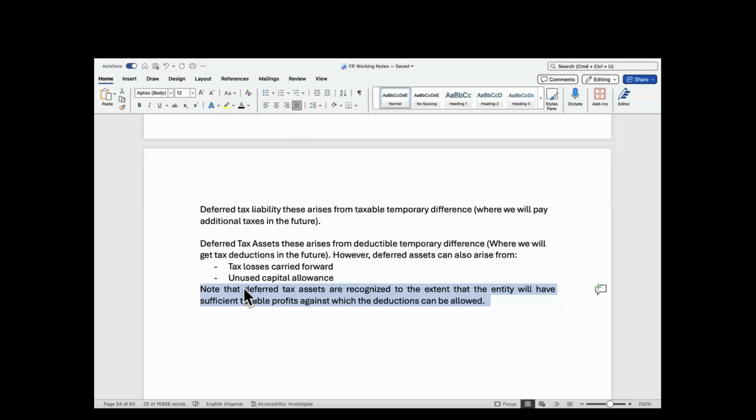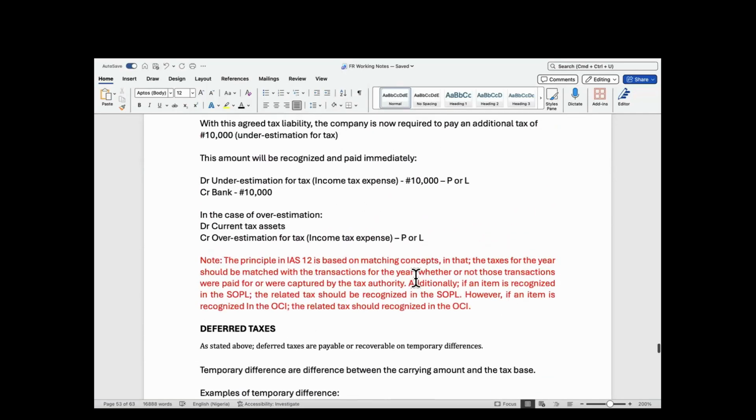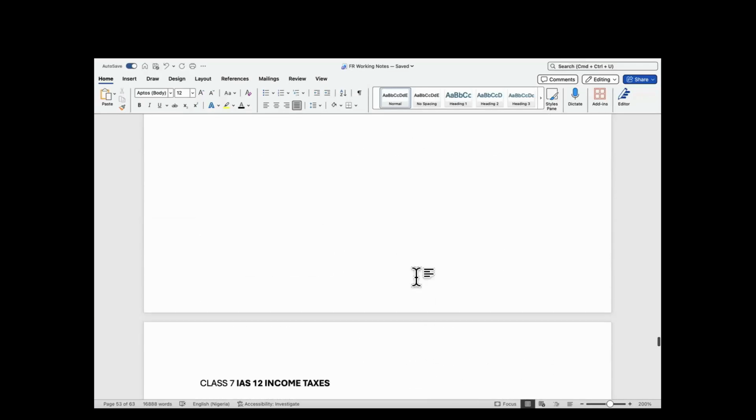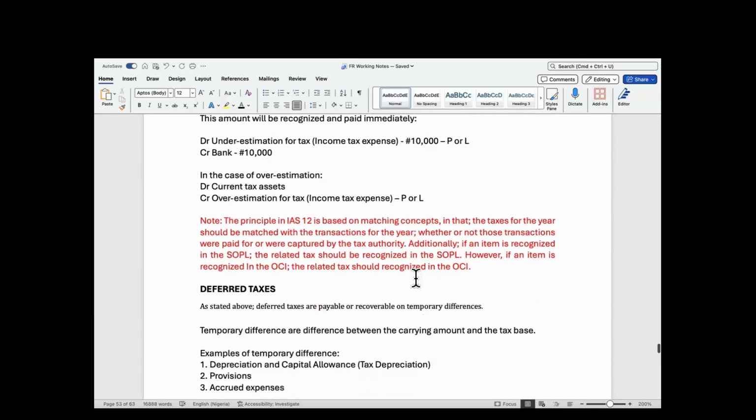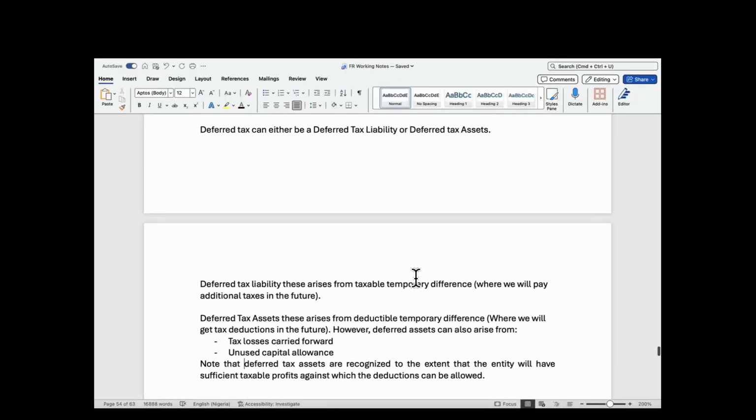So you can only recognize a deferred tax asset to the extent that the entity will have sufficient taxable profit against which the deductions can be allowed. Otherwise, no, you will not be allowed to recognize such a deferred tax asset. And this is the entire length and breadth as far as income tax is concerned. This is the whole of the explanations. So now let's solve questions.